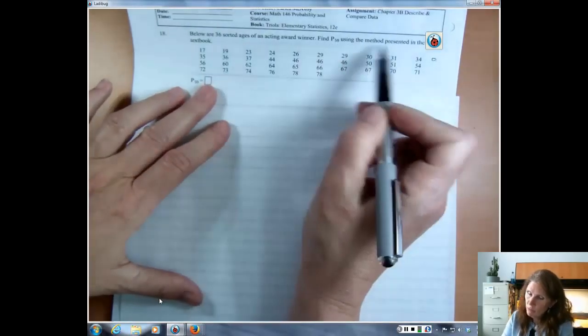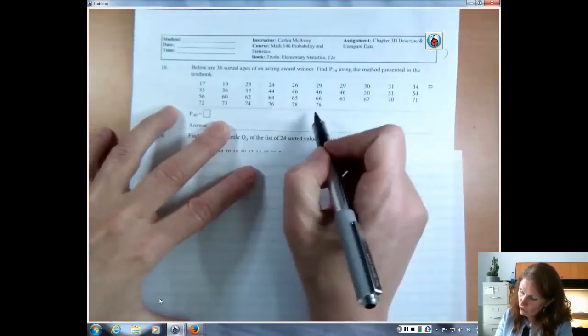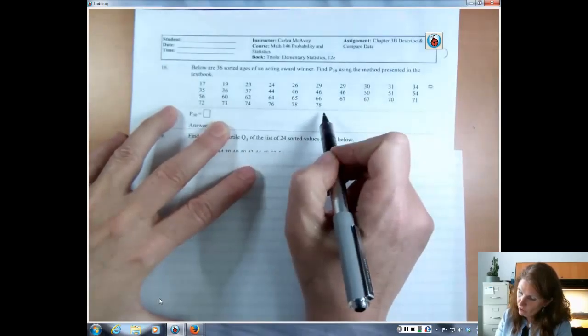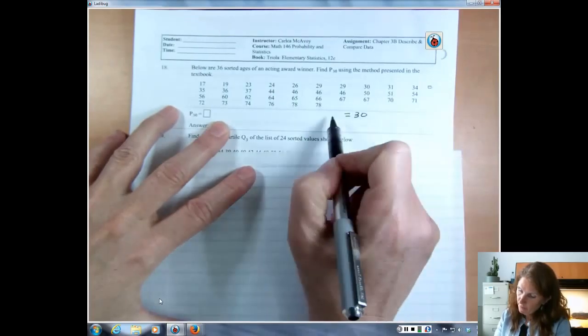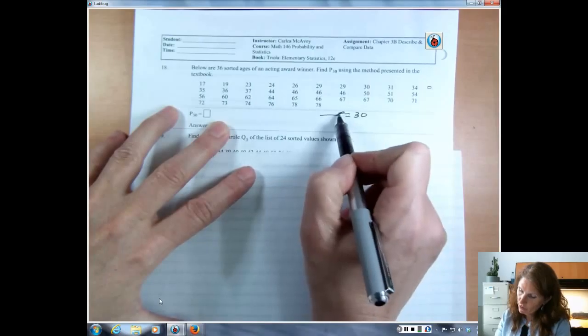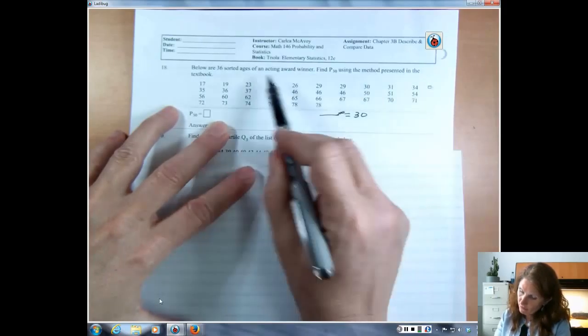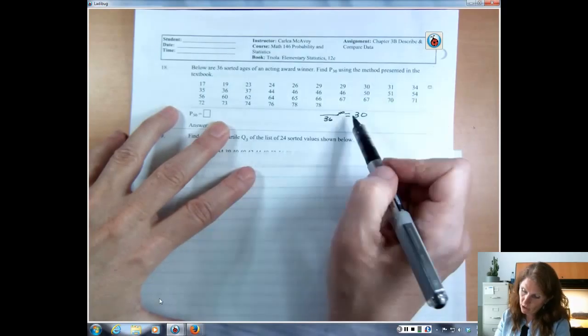Below are 36 sorted ages of an award-winning actor. Find the 30th percentile using the method presented in the textbook. So we want to find the 30th percentile. Now what we're talking about is we do know that this is going to equal 30, right? And we know there's a total of 36 values, times 100. And so we're interested in this: how many values were there below that to get us to the 30th percentile?